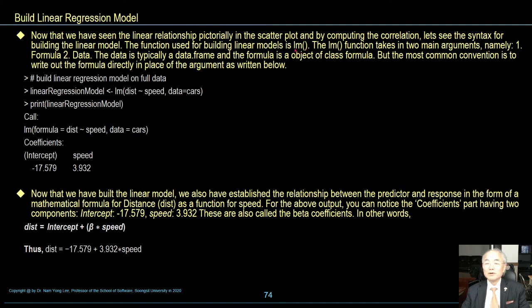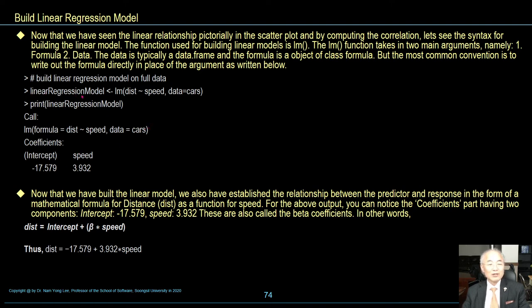LM stands for linear model. The LM function takes in two main arguments, namely formula and data. The data is typically a data frame. The formula is an object of class formula, but the most common convention is to write out the formula directly in place of the argument, as written below, like these instructions regarding R programming.